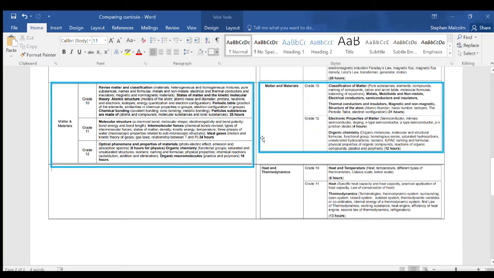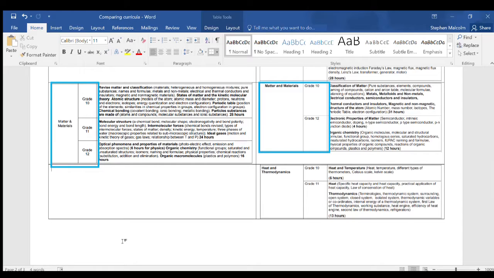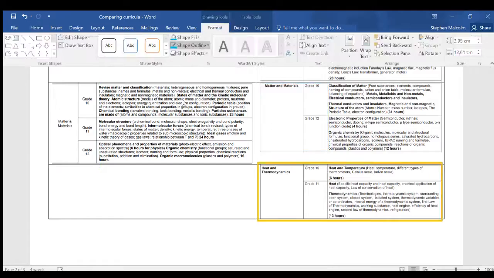So, as I said, the key difference is that matter and materials is taught over 3 years in physical sciences, whereas it's only looked at over 2 years of the technical science curriculum. But there are some sections which I think it was a mistake to omit, such as chemical bonding and intermolecular forces, because those play an important role in understanding the properties of many substances.